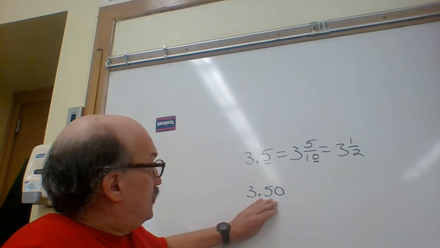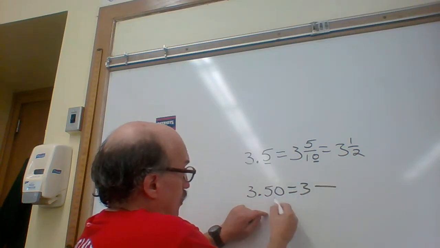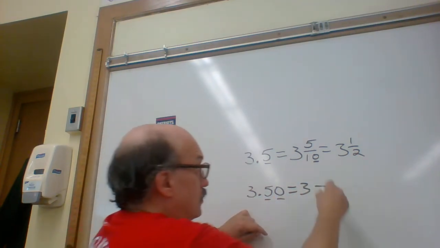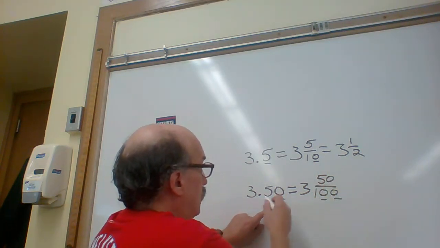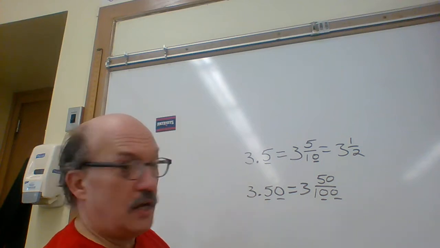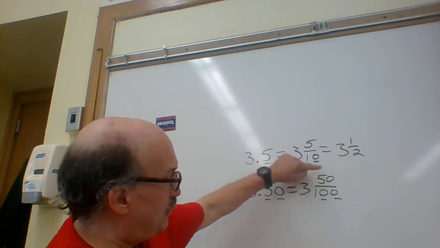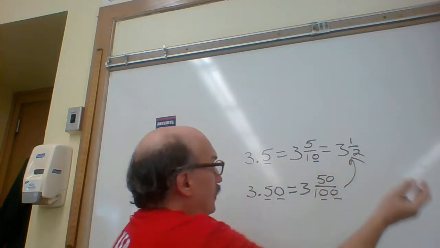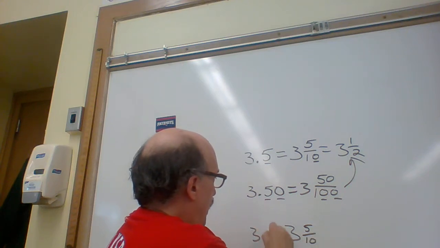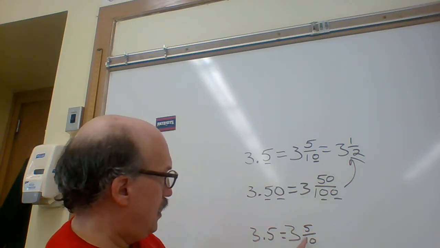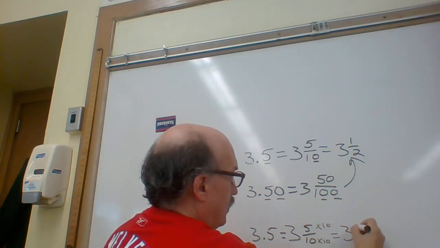3.50. Let's take the same approach as we did up there and say that it's 3 and, now that looks like 50, so that'll be the numerator, and then the denominator will be a 1 followed by 2 zeros, right? 3 and 50/100ths. Well, of course, that also simplifies to 3 1/2 if we divide the top and bottom by 50. Now, it's probably better for me to have done this. 3.5 equals 3 5/10.